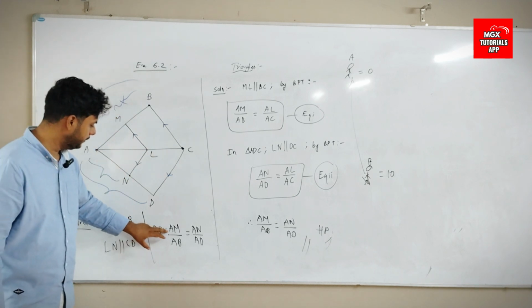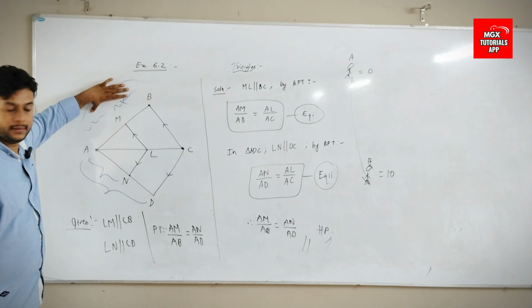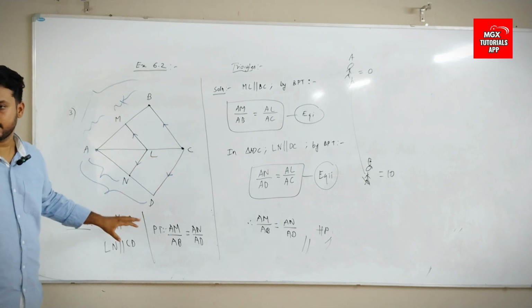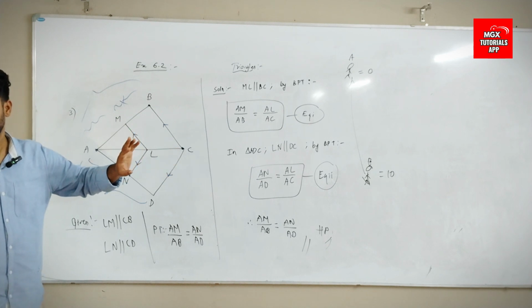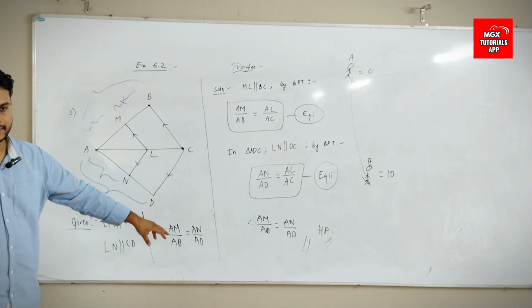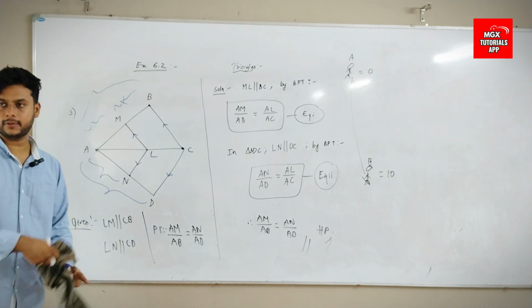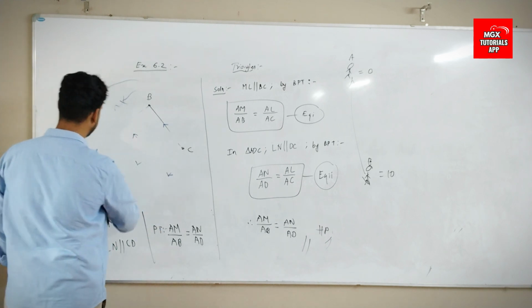Second thing, he gave me AM by AB, so I understood AM by AB should be taken. Then I can take AL by AC. Getting? So if you understand given and what to prove properly, you can solve sums very easily. If you don't understand given and prove, that is the problem. Okay, next sum also same. Now you guys should tell me what I should take next sum.